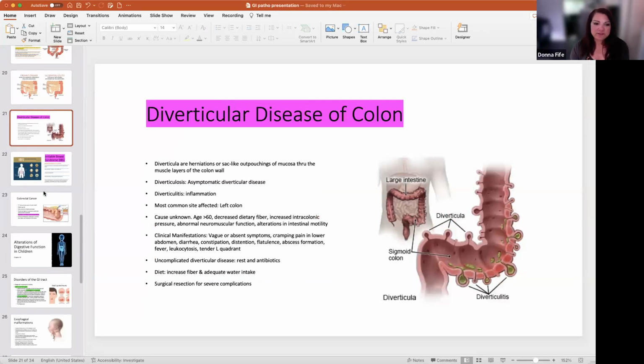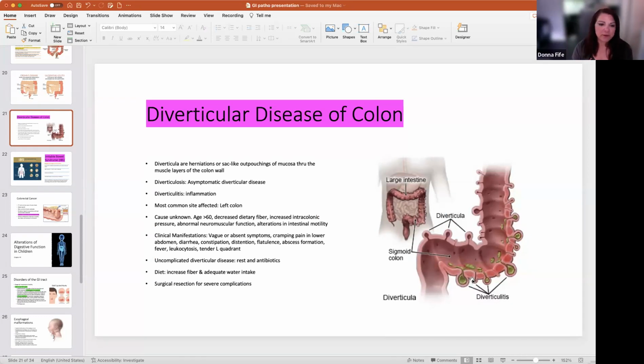Now, diverticular disease of the colon. These diverticula are herniations or sac-like outpouchings of mucosa through the muscle layer of the colon wall. So here's a little diverticula. Diverticulosis, which is asymptomatic diverticular disease, or we can have diverticulitis when there's inflammation, stuff getting caught in there causing inflammation and infection. Most common site affected is the left colon.